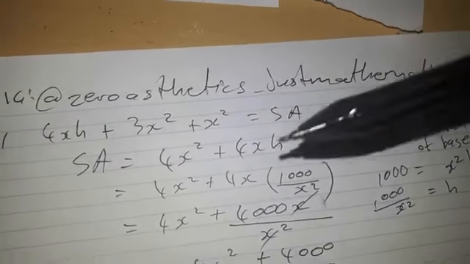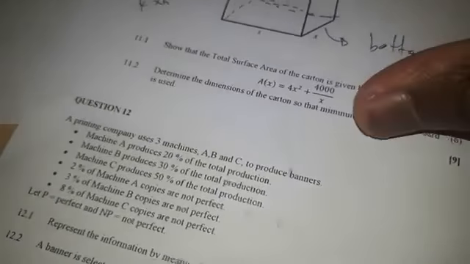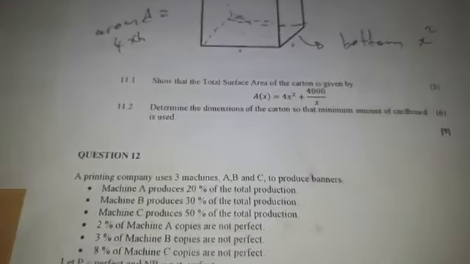So the key thing was the 1000. You need to remember that. Remember, 1 liter is 1000 units cubed. So if it was in centimeters, it would be centimeters cubed, going on and on. 1 liter is 1000 centimeters cubed.